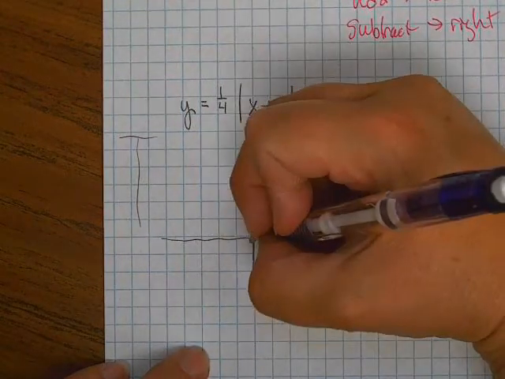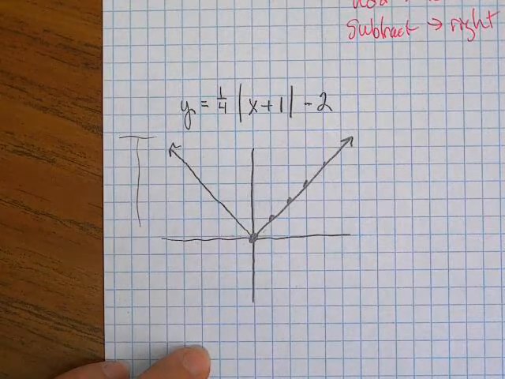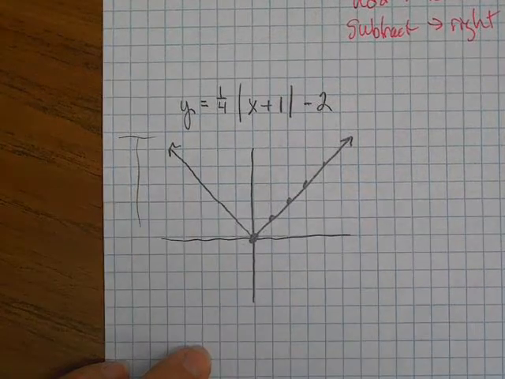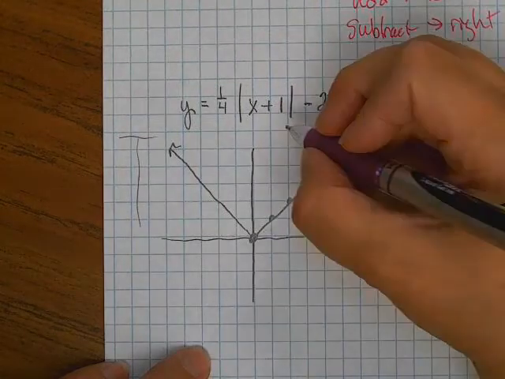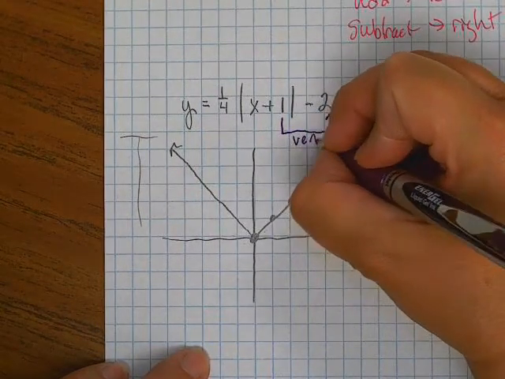I'm going to graph the parent function to start with. And I believe on your homework I asked you to graph the parent function every time as well. So this time what we're going to do is just shift our parent function. And my starting point, my vertex, is going to be found by looking at these two numbers.